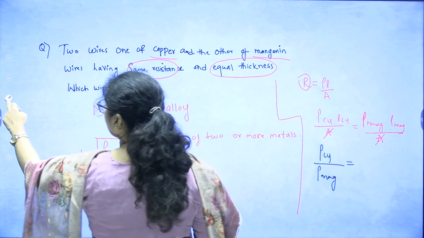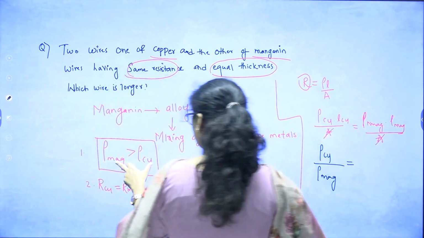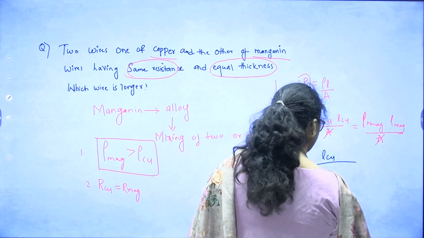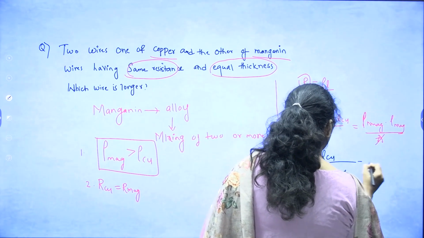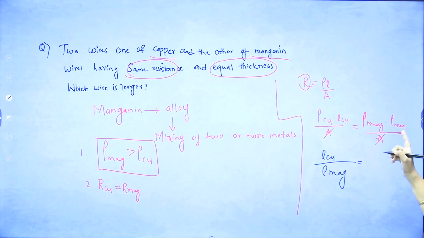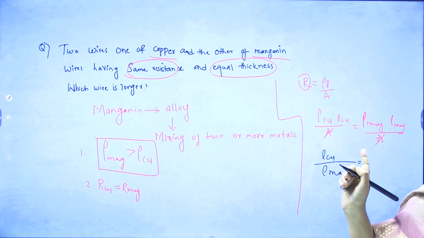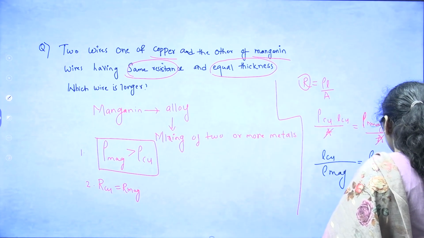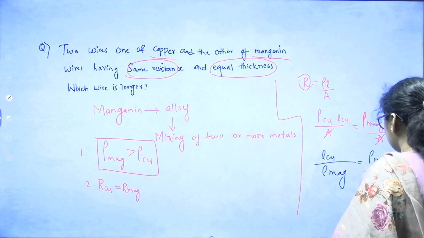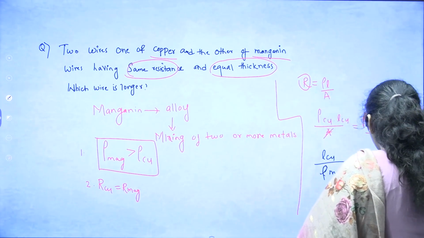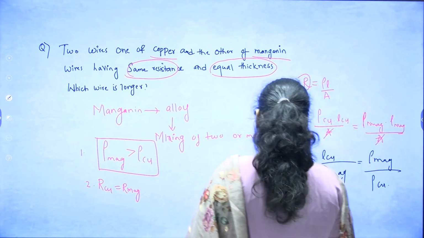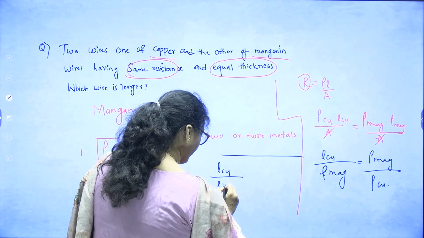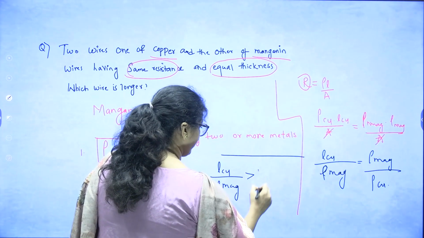Or we can write it the other way. Why? Because I already know the manganin wire is longer than the copper wire. I'll write it that way, simple. L copper by L manganin is equal to rho manganin by rho copper. Directly we can write rho manganin is greater than rho copper. Yes or not? Yes. And I know rho manganin is greater than rho copper.